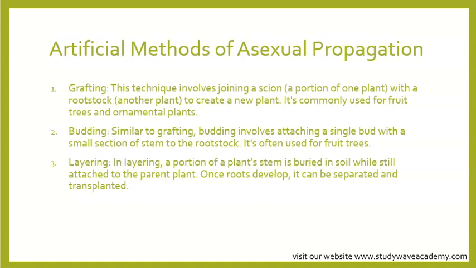Layering. In layering, a portion of a plant stem is buried in soil while still attached to the parent plant. Once roots develop, it can be separated and transplanted. Okay? In layering, a branch or stem of a plant is bent down to the ground and covered with soil while it's still attached to the parent plant. Roots grow from the buried part and it can be separated to form a new plant. Do we understand?